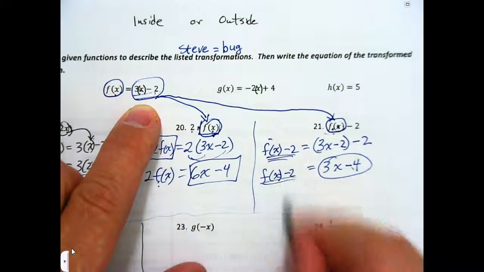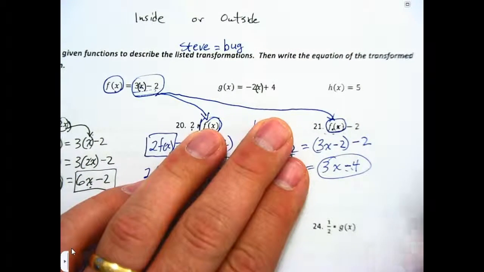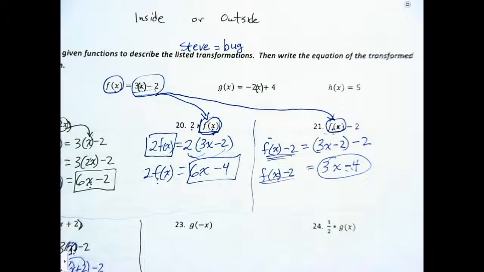Remember, this is a name. We don't care about that. So the regular name, 3x minus 2, you're just plugging that in. Like for 20, you just plug that in just for that.